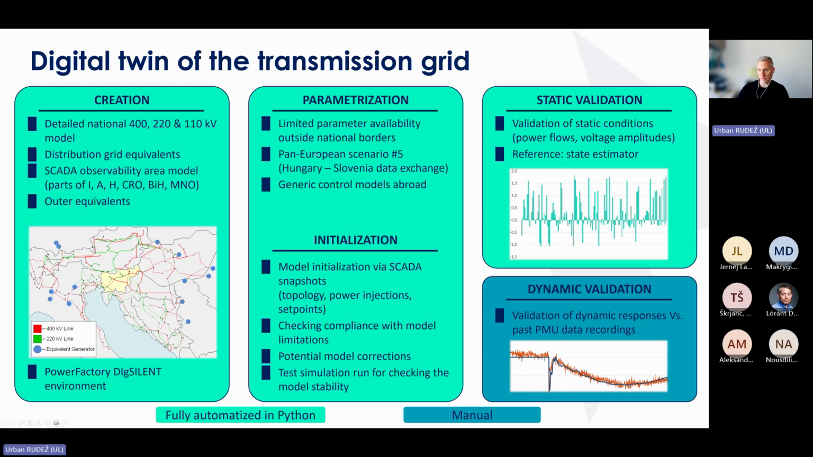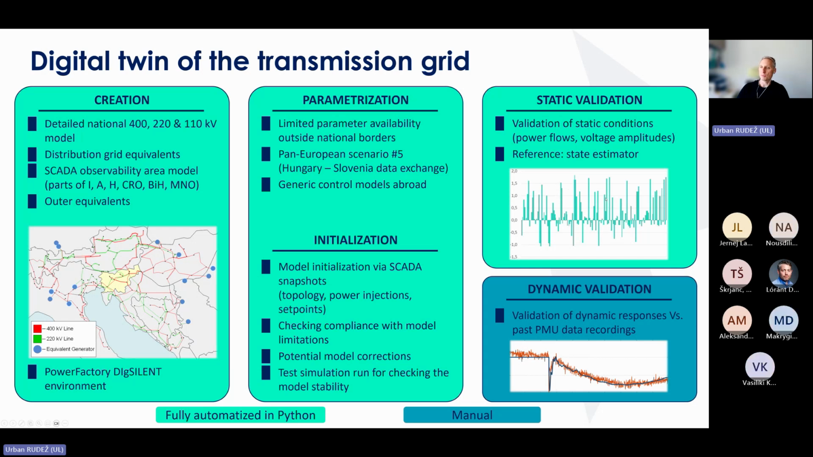So this means that we're comparing the power flow calculations with the reference state estimator values. And as you can see on the right-hand side of the slide, the average error is somewhere around 1%. So we think that when it comes to the static representation of the system, the results are very good. Everything which you can see in green is fully automatized in Python.